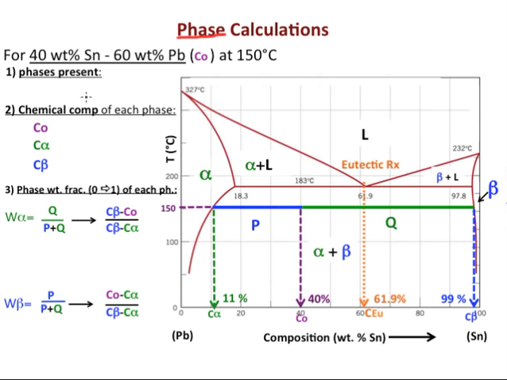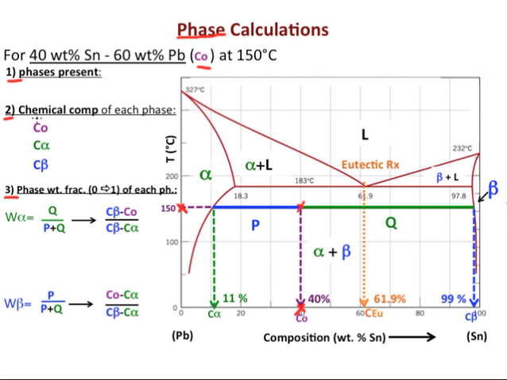If we are asked for 40 weight percent tin and 60 weight percent lead, so this is our nominal composition, at 150 degrees, which phases are present, what is the chemical composition of each phase, and the phase weight fraction of each phase. So let's find the place where we're talking about. For 40 weight percent tin, we go down to our x-axis and find 40% tin, right there. And then at 150 degrees, we go back to our axes, go up the y-axis until we find 150 degrees Celsius, and that's right there. And then where these two lines intersect, that is the point we're talking about.